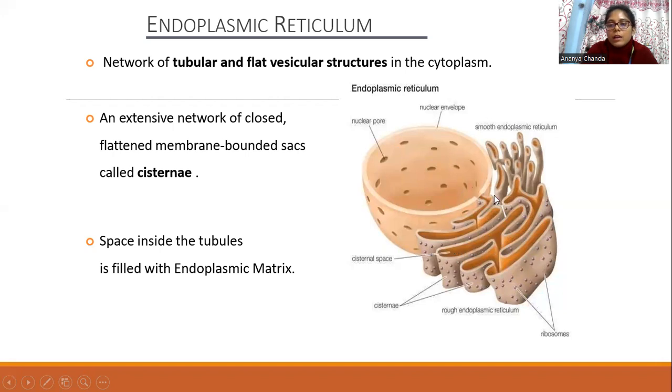The endoplasmic matrix. In this diagram, we can see a nuclear envelope consisting of the nuclear pore for the passage of the DNA materials. These are the smooth endoplasmic reticulum, and this dotted part which contains the ribosomes is the rough endoplasmic reticulum. These have a particular folding-like structure, that is the cisternae. This cisternae creates a space which contains what? An endoplasmic matrix.